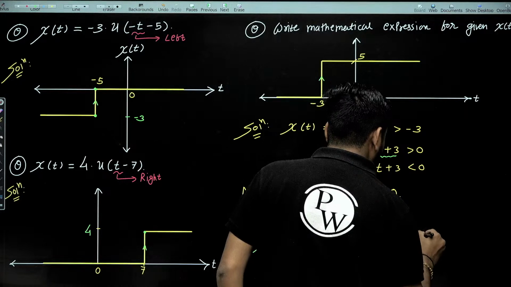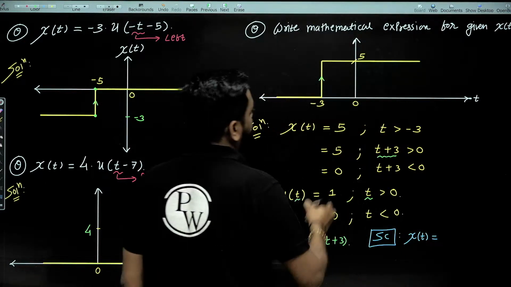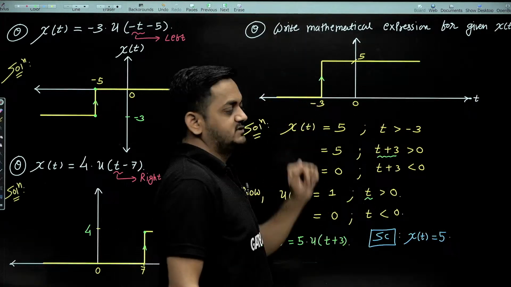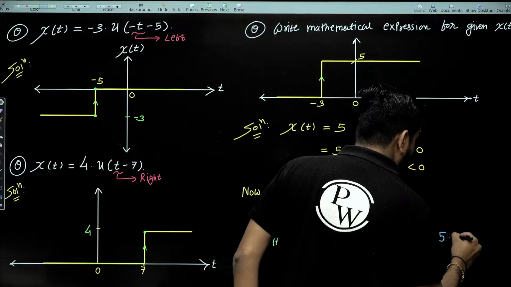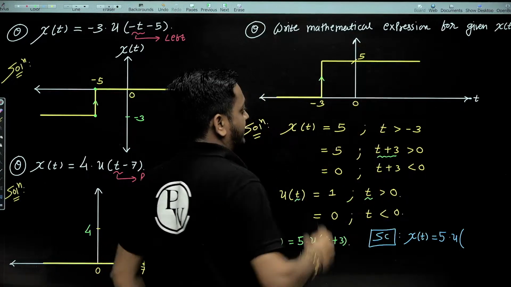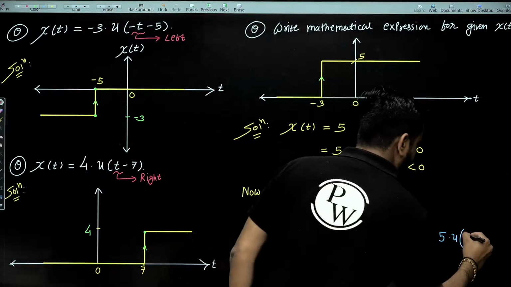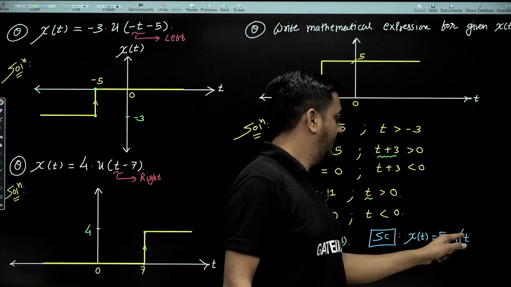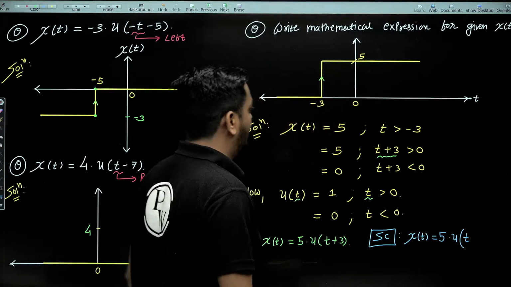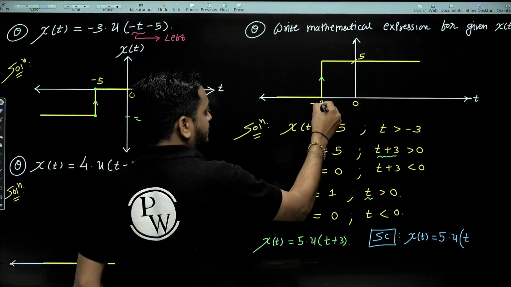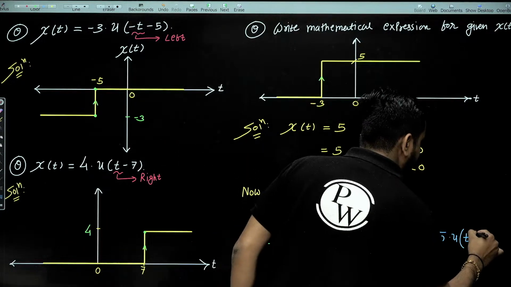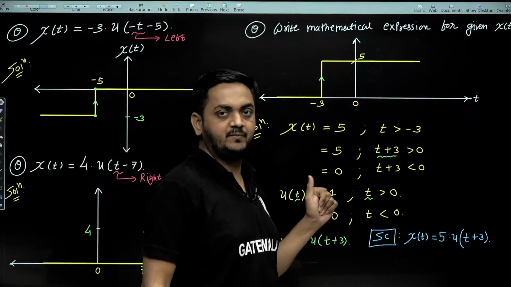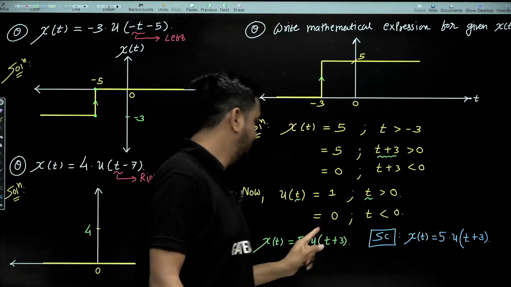So, x of t. First of all, write amplitude. Amplitude is 5 and this is the step signal, that is why u of. Now, going towards the right side, that is why plus t. Right side plus t means opposite sign. So this is -3, we have to write opposite sign, that is plus 3 guys, because it is a right sided signal. Right sided signal takes the opposite sign. So -3 then plus 3, you can see we got the same answer.